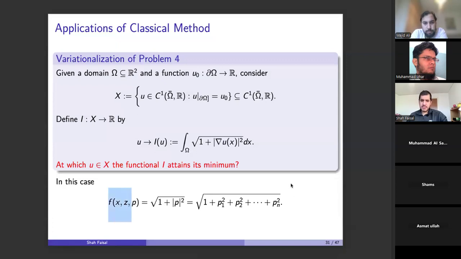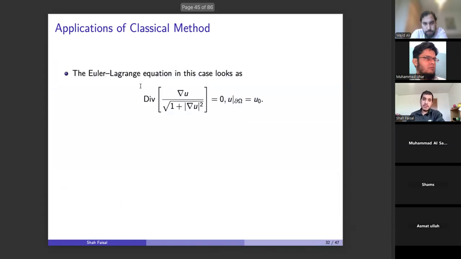So in this case, the small function f is given by this. And if you plug this small function into the above general equation, you will get the following partial differential equation. The divergence of this expression vanishes. So the surfaces that are represented by graphs of functions and minimize the area must solve this equation. So if you can solve this equation, you can tell me what the minimal surfaces are. Okay.